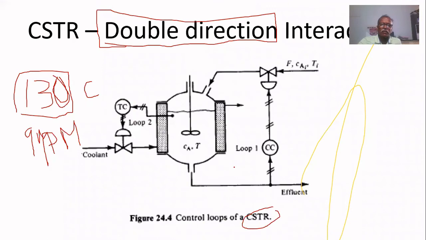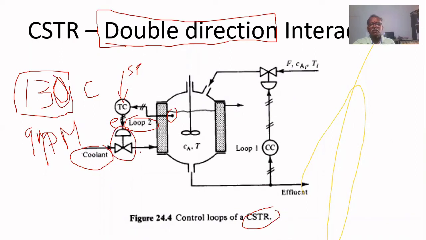In that, two loops are there. It is exothermic. That's why coolant is there to remove the heat. Loop 2 is the temperature controller. For the temperature controller, we have a constant set point. Temperature is measured and given to the temperature controller. If any error is there, this valve will be regulated to increase or decrease the coolant. This is the jacket. The coolant enters the jacket and will remove the heat inside that CSTR.